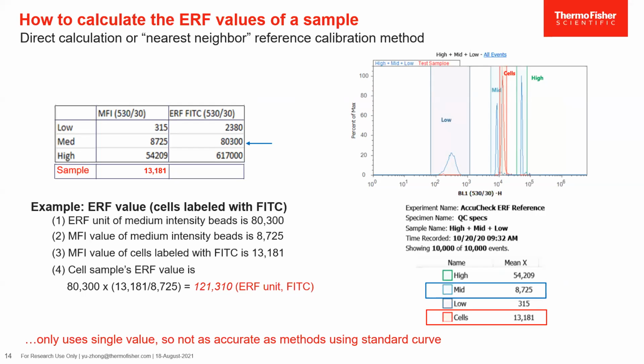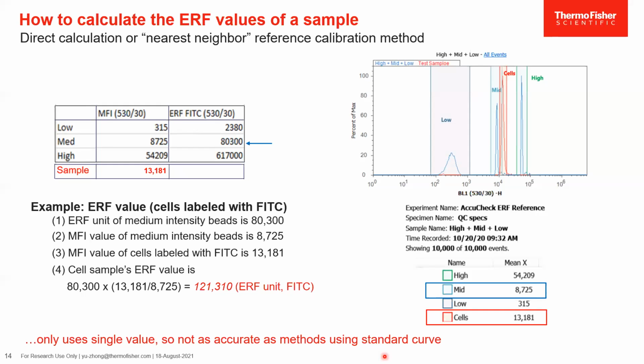One is the simple way, called the nearest neighborhood reference method. You just put 1 drop of your sample and also 1 drop of the ERF beads in the same tube. Then you run them together in the chosen filter, in which your cell sample will emit. In this case, we have the FITC filter.